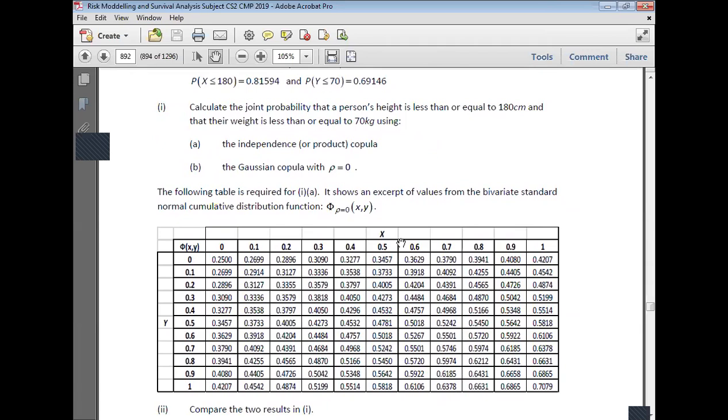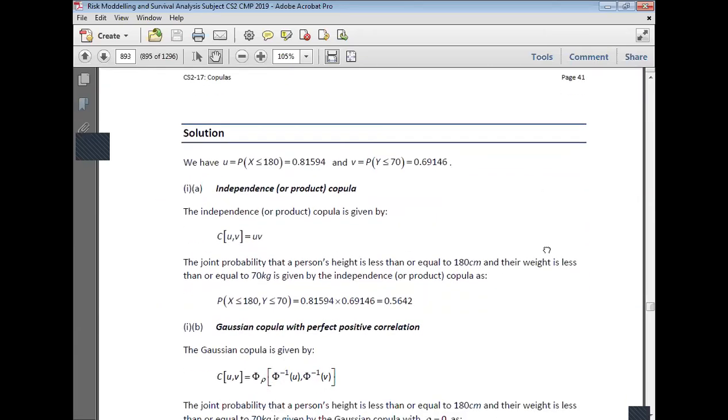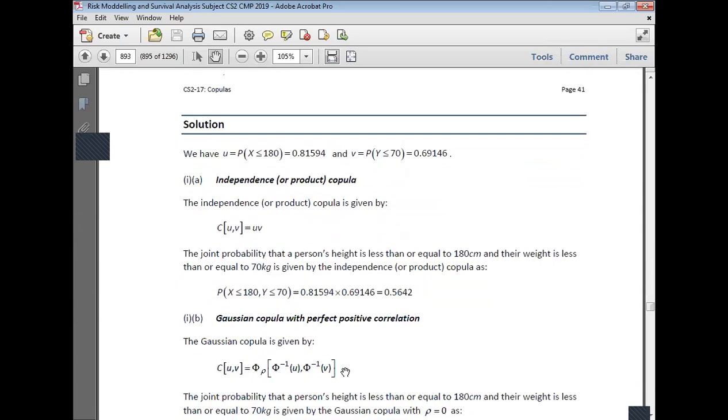No, right? We only know it in terms of phi and its inverse, right? So let me just go to the answers and we can see. If you have a look here, this is how my Gaussian copula looks. Why have they written a perfect positive correlation? Okay, I don't know why they have written a perfect positive correlation, but we have a rho of 0. Okay, there is no correlation.